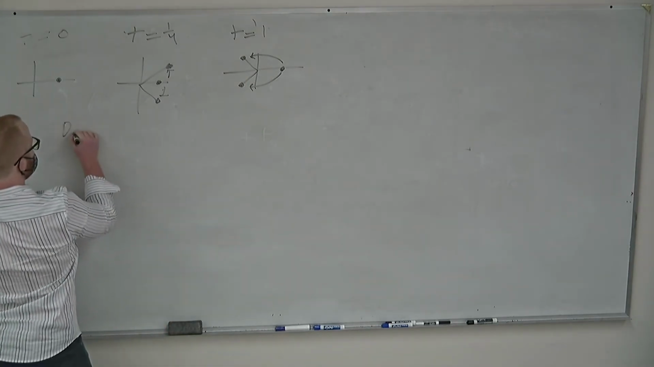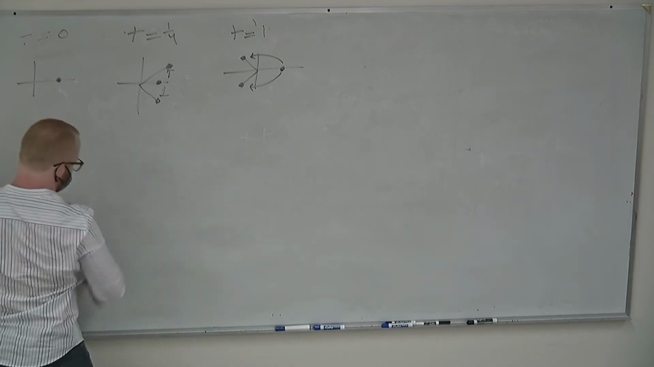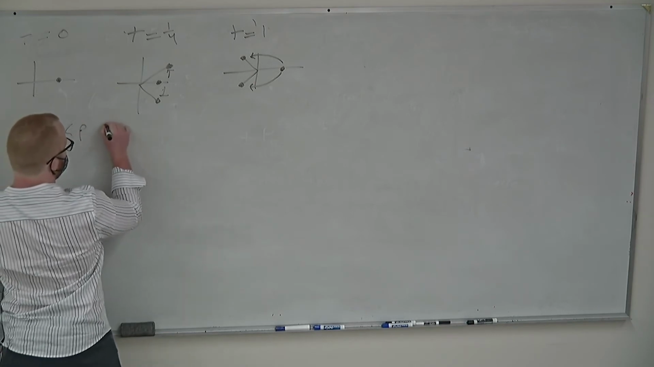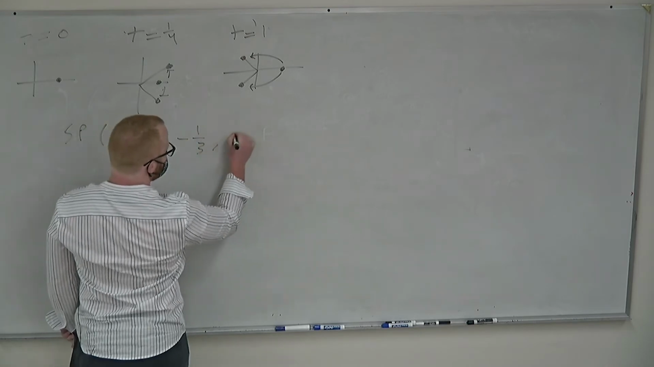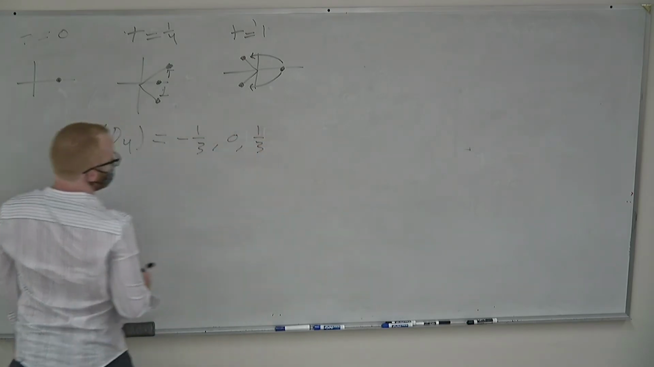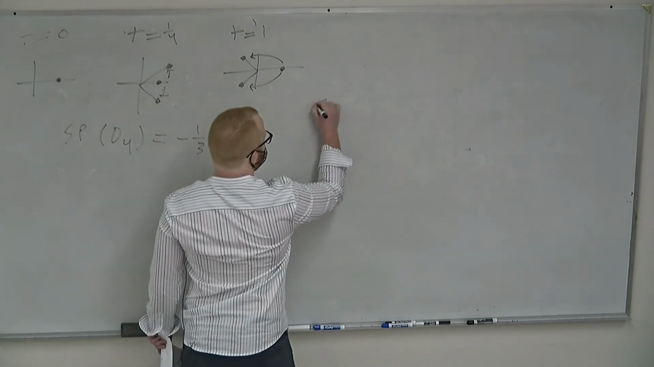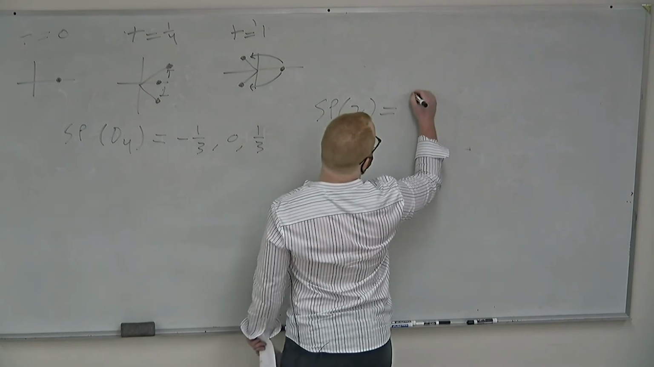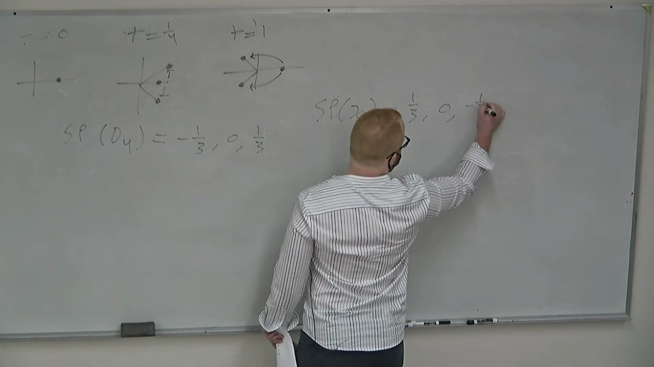But for the D4 singularity, the Steenbrink spectrum of D4 is just negative 1/3, 0, 1/3. And this spectrum of chi is the same thing: 1/3, 0, negative 1/3.